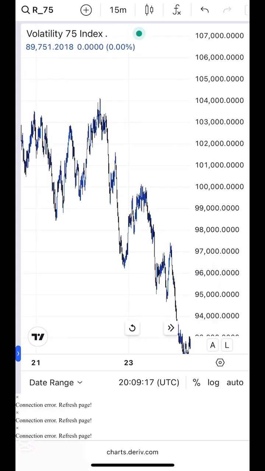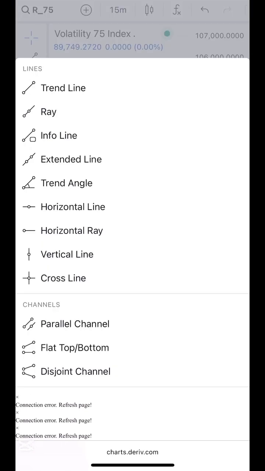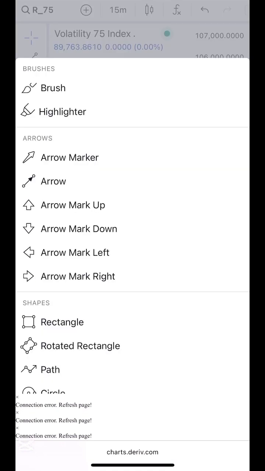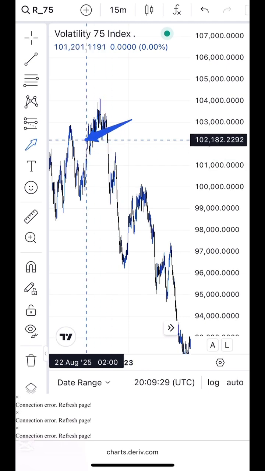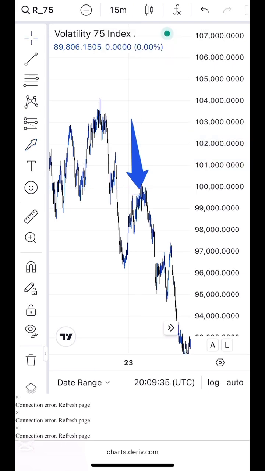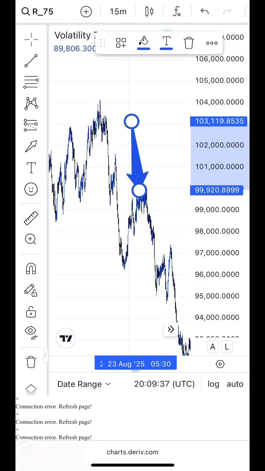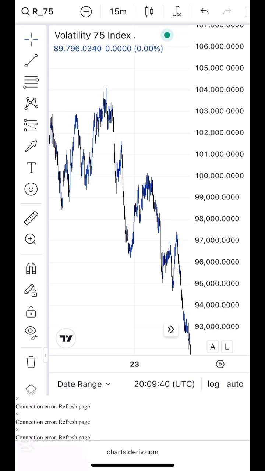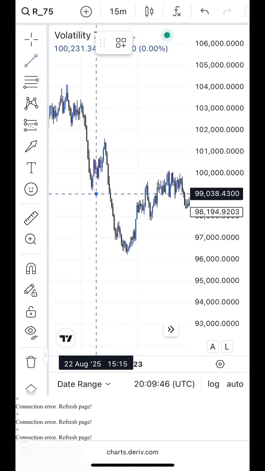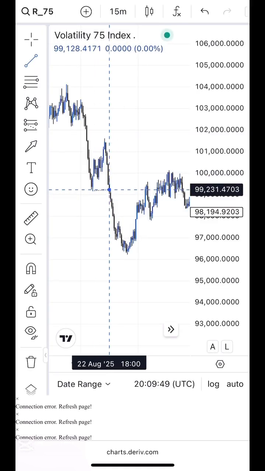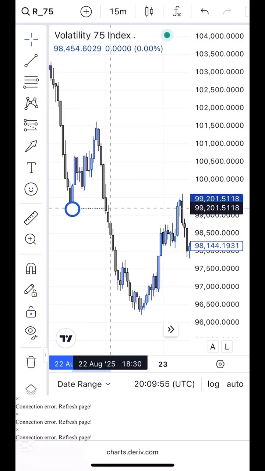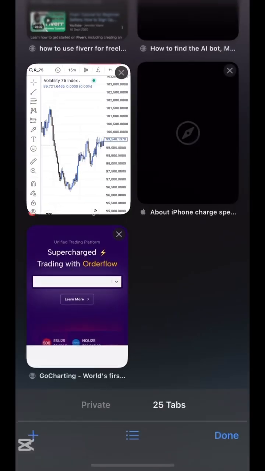Now we can see that when we had a market structure shift at this level, let me use the arrow, what we were looking for was a retracement to this level, but we want to know where the retracement will be. After having a market structure shift, we saw a clean breakout structure at this level on the 15 minutes time frame. So where do we look for a retracement to get our sales?